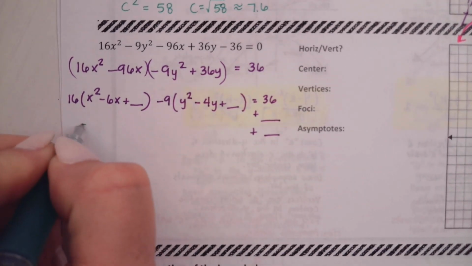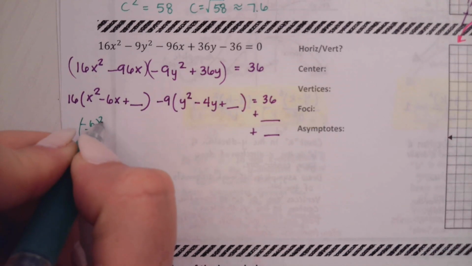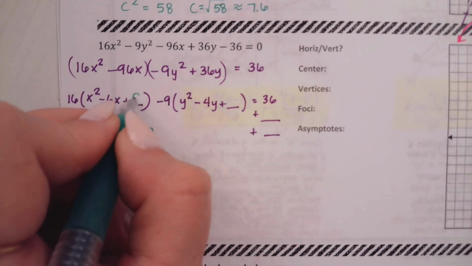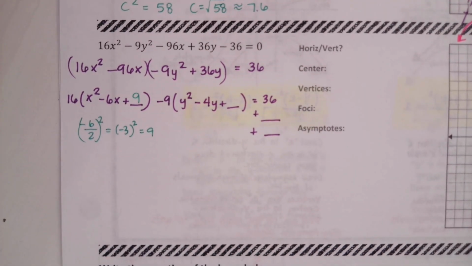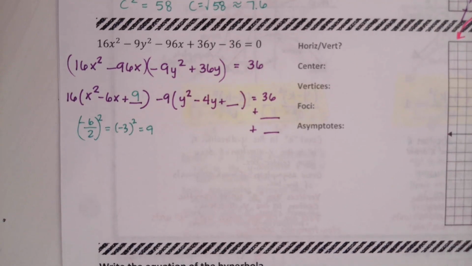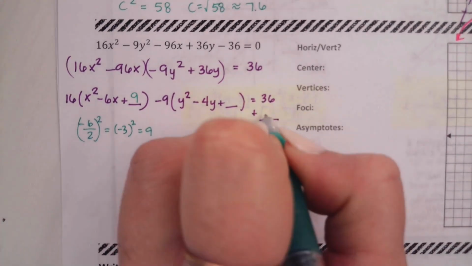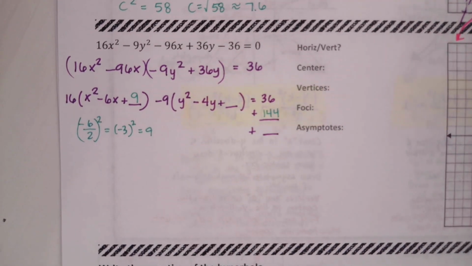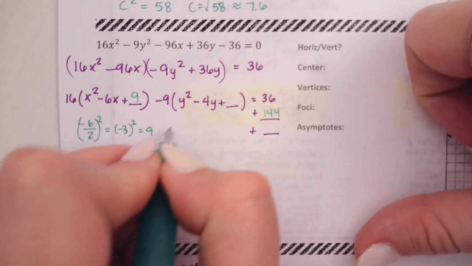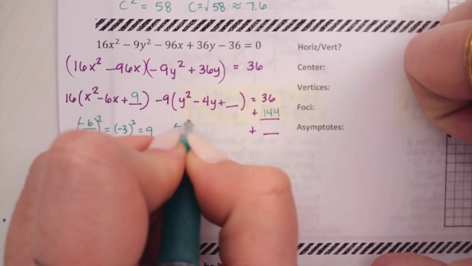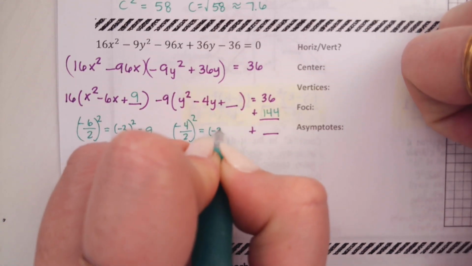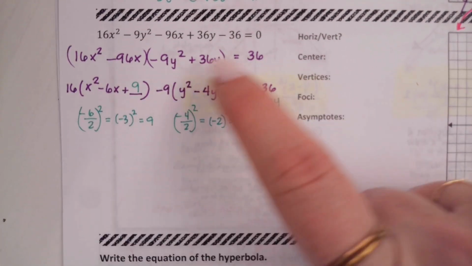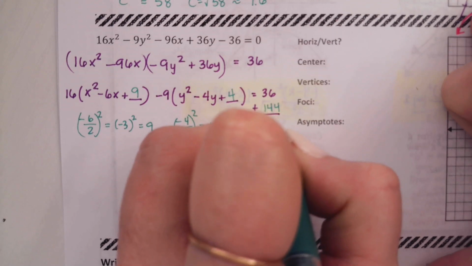Remember, we take the b, we divide it by 2, and we square it. So for the first one, that would be negative 3 squared, which is 9. But is 9 what I want to add to the right? No, what do we add to the right? 16 times 9, which is 144. Okay. For the second one, I'll take its b, which is negative 4. We'll divide it by 2 and square it, which is negative 2 squared, which is 4. But I don't want to add 4 to the other side. I want to add negative 9 times 4 to the other side, which is negative 36.